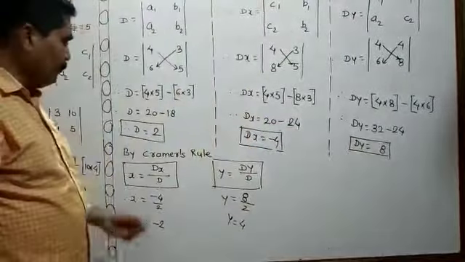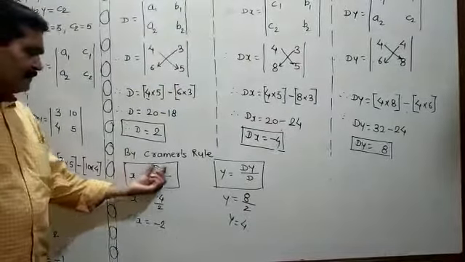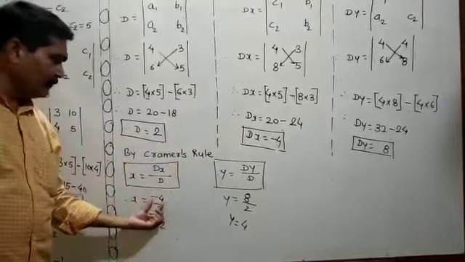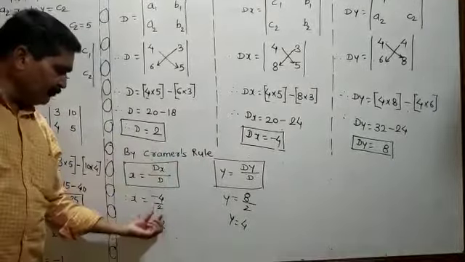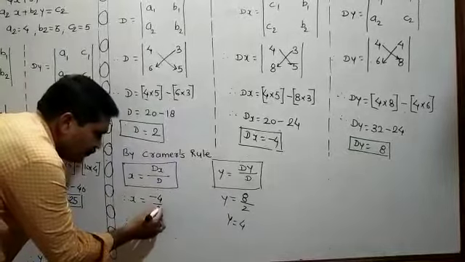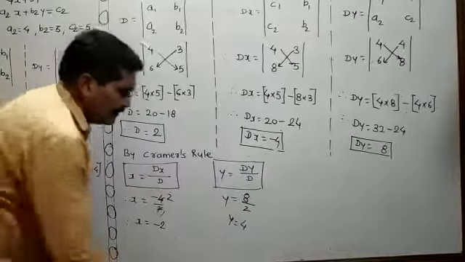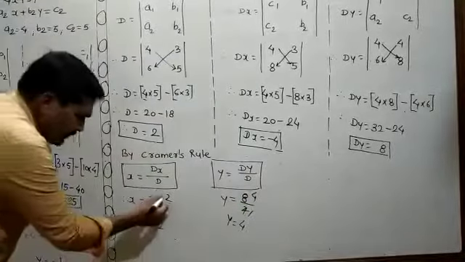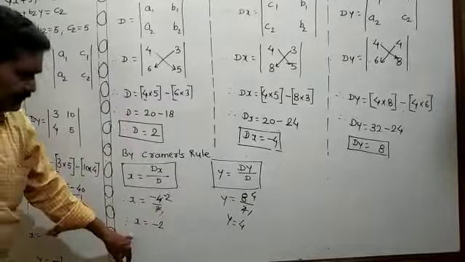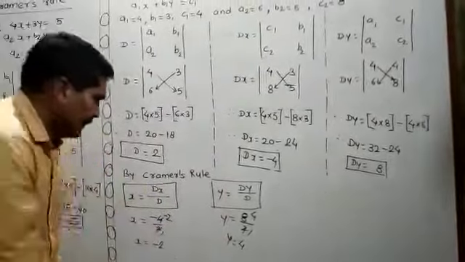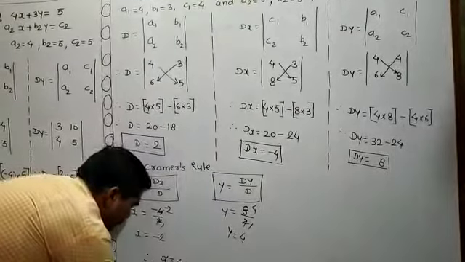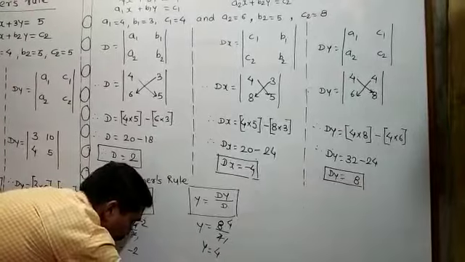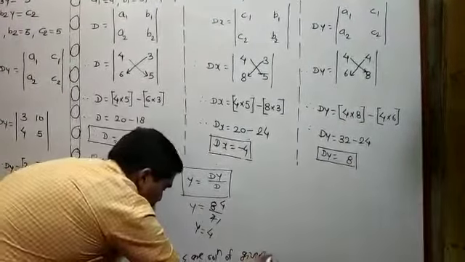If you want to find x, at that time x is equal to dx upon d. Then you have to put the value of dx. dx is equal to minus 4 and d is equal to 2. You have to put the values, and this becomes minus 4 upon 2. 2 2s are 4, so this will come minus 2. Then x is equal to minus 2 will come and y is equal to 4 will come. Therefore x is equal to minus 2 and y is equal to 4 are the solutions of the given equations.